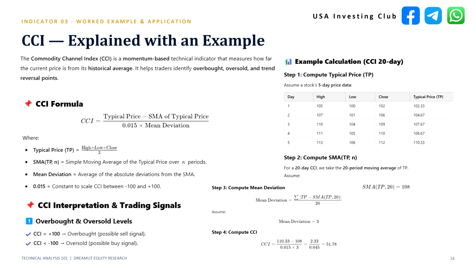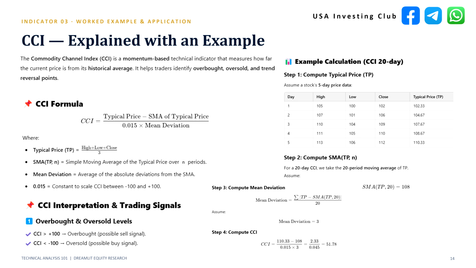Step 2. Compute the simple moving average of typical price over the chosen look-back. For a standard 20-day CCI, that's a 20-period average. For this illustration, assume that SMA of TP equals 108. Step 3. Compute the mean deviation, the average of the absolute deviations of each TP from that SMA. Assume that comes out to 3.